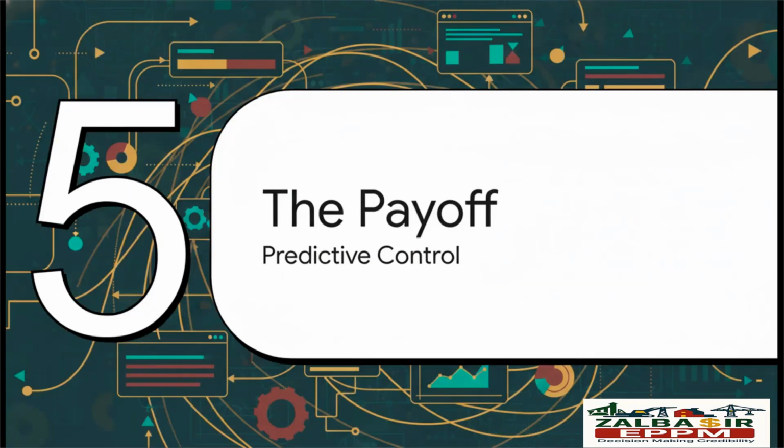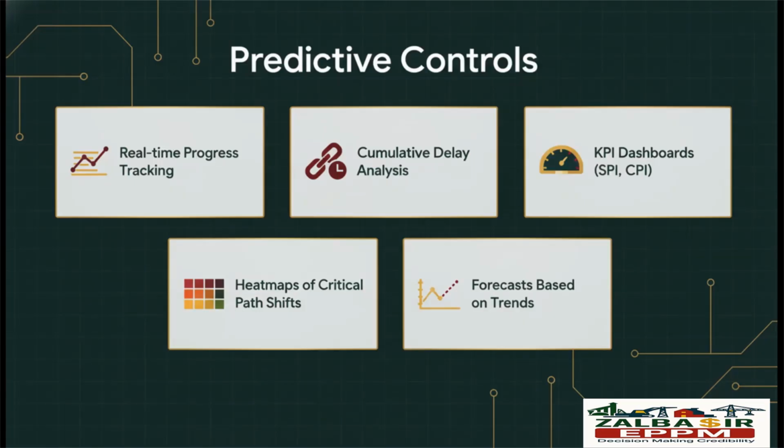So, after all this technical setup and data governance work, what's the actual payoff? Well, it's huge. It's a complete shift in how you see, how you understand, and how you manage your entire portfolio of projects. You really do unlock a whole new dimension of insight. All of a sudden, you've got real-time progress tracking, visual delay analysis, dynamic dashboards for things like earned value. You can build heat maps to see where your critical path is shifting around. You can even develop forecasts based on historical trends.